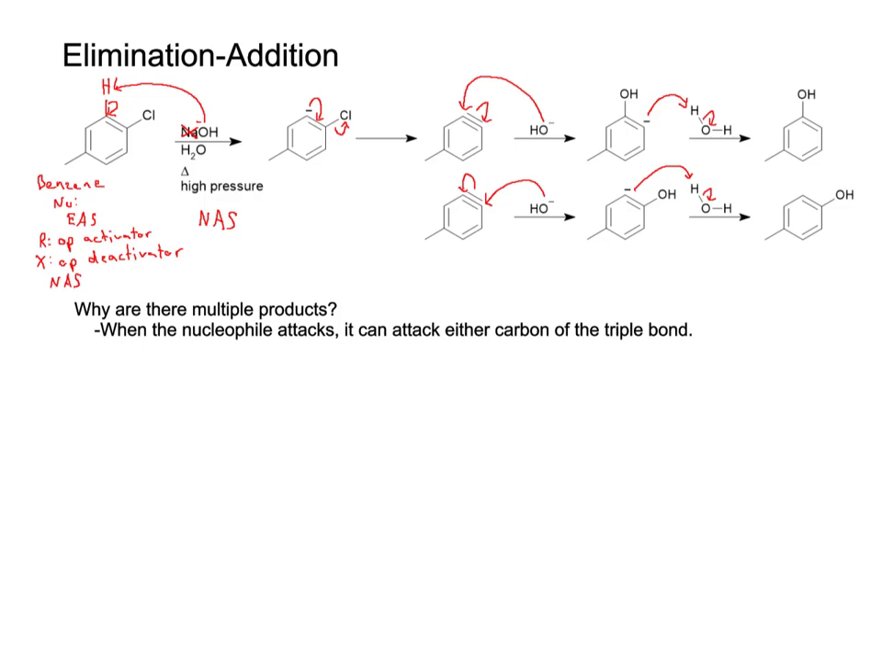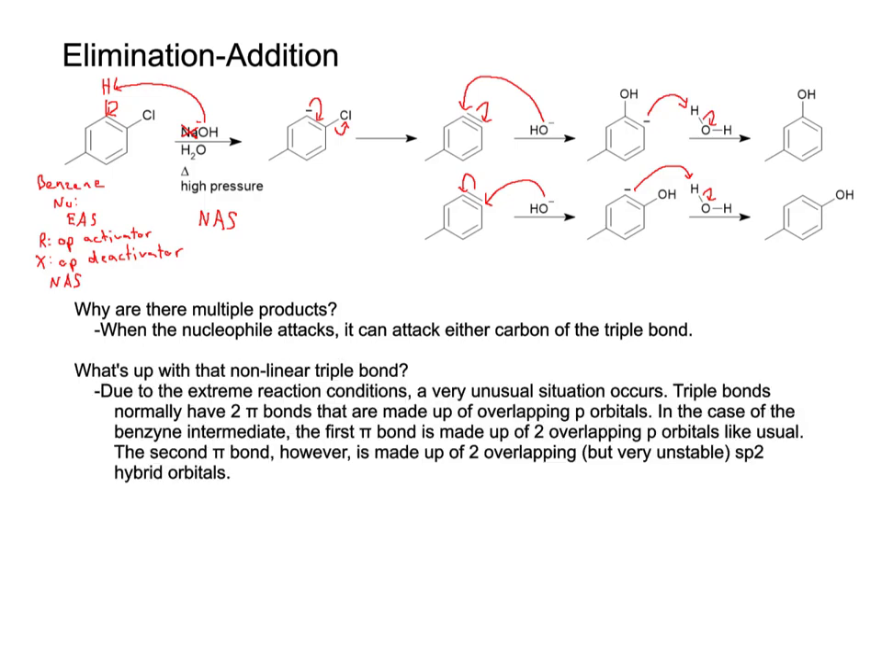Let's talk about that non-linear triple bond. What's up with that? Well, due to the extreme reaction conditions, we get this very unusual situation. Triple bonds normally have two pi bonds that are made up of two sets of overlapping p orbitals that are perpendicular to each other. In the case of this benzyne intermediate, the first pi bond is made up of two overlapping p orbitals like usual. The second pi bond, however, is made up of two overlapping but very unstable sp2 hybrid orbitals. That's why we still get this trigonal planar structure, even though we have a triple bond.